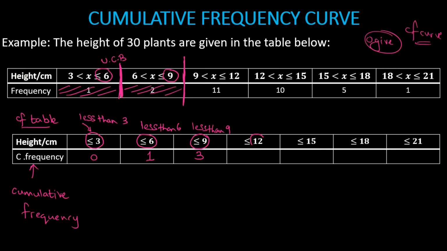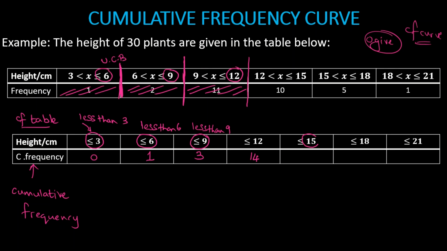And here we have the value 12, less than 12 or equal to 12. It was here in the first table, so our limit is here. How many plants have a height less than 12 or equal to 12? It's 11 plus 2 plus 1, meaning 14 plants. Right? We carry on like this.